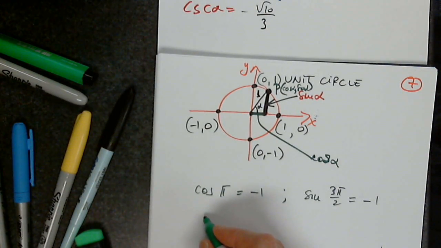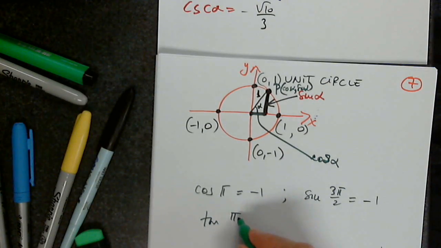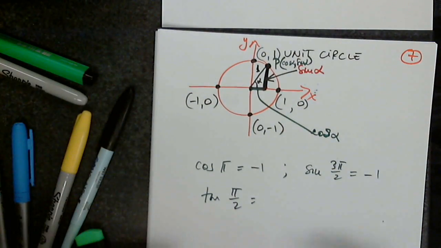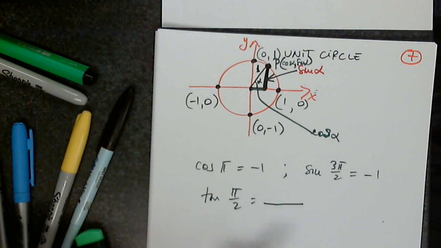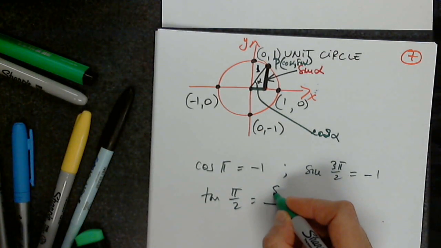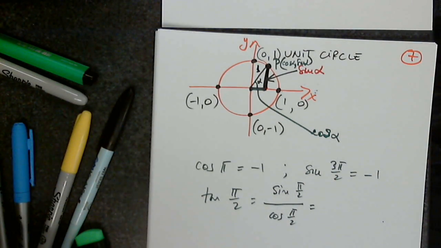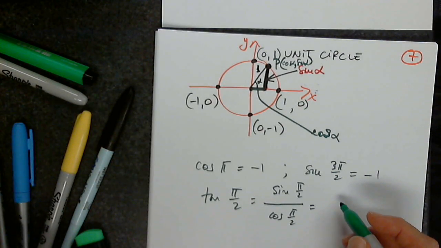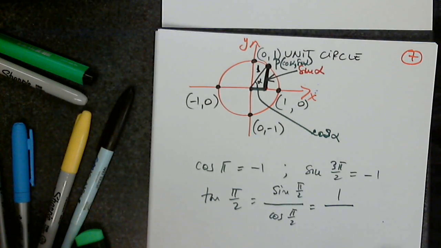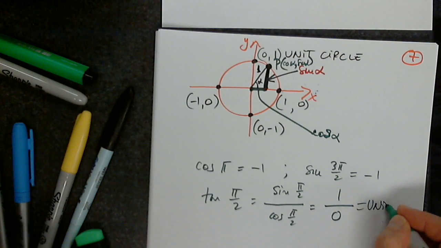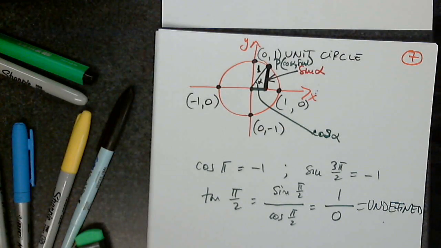What if I ask now tangent pi over 2? You have to say, wait a minute. I know that tangent pi over 2 is sine pi over 2 over cosine pi over 2. How much is sine pi over 2? 1. How much is cosine pi over 2? Uh-oh. What does this mean? Undefined. So now we're ready to choose. Anything you want from 19 through 16.